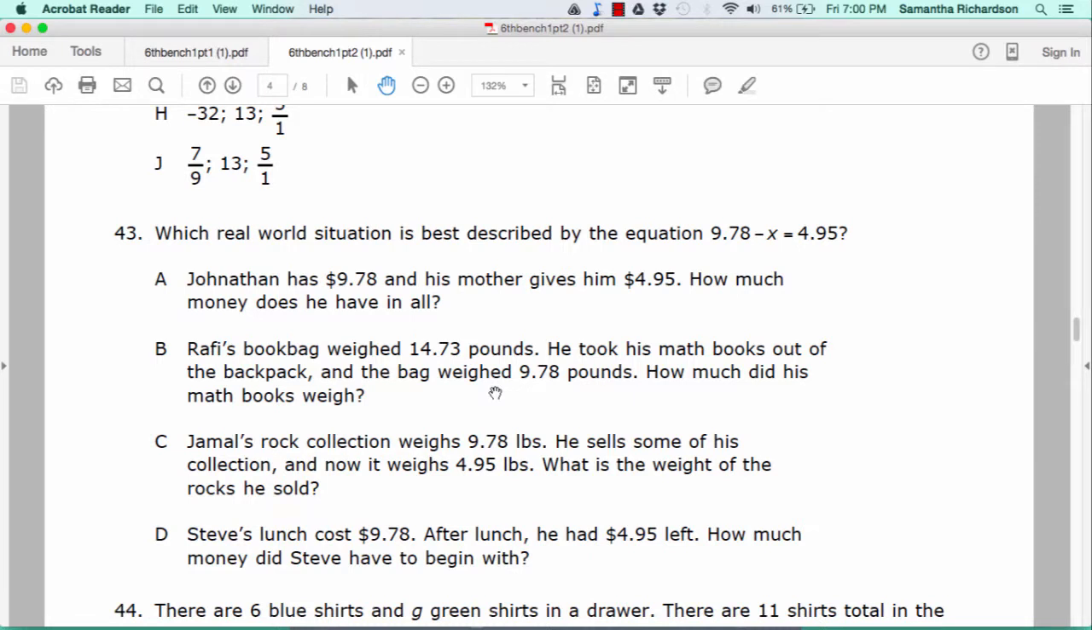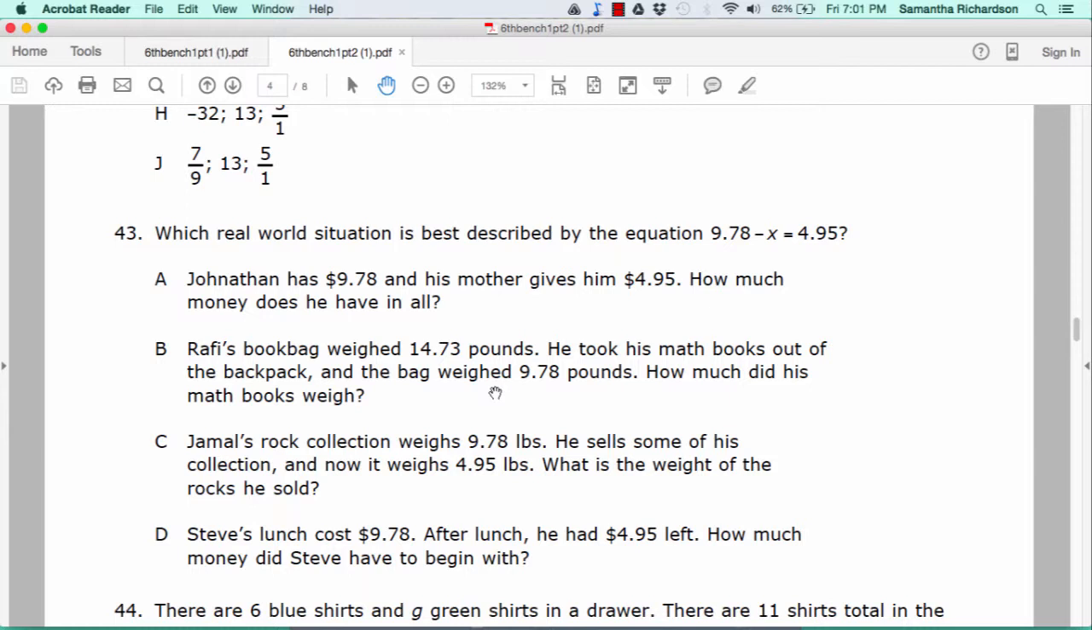Question 43. Which real-world situation is best described by the equation 9.78 minus x equals 4.95? A. Jonathan has $9.79 and his mother gives him $4.95. How much money does he have in all? B. Rafi's book bag weighed 14.73 pounds. He took his math books out of the backpack and the bag weighed 9.78 pounds. How much did his math books weigh?